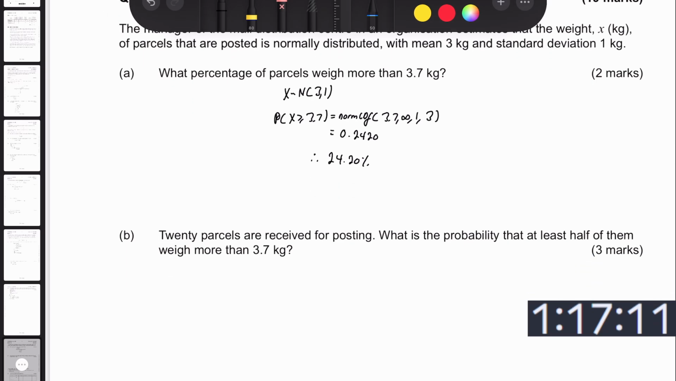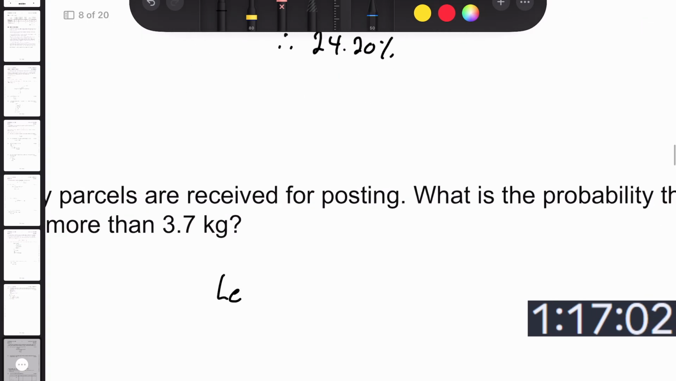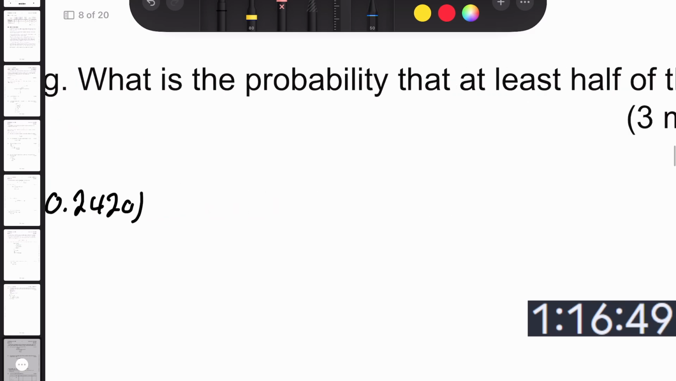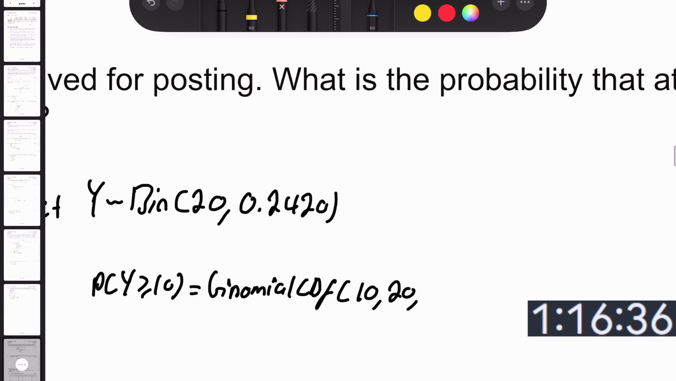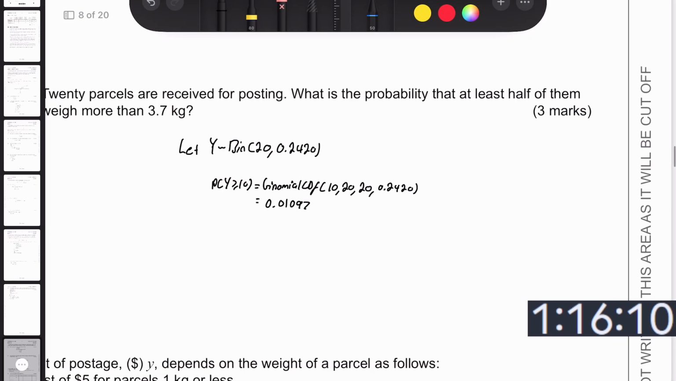20 parcels are received for posting. What is the probability that at least half of them weigh more than 3.7 kilograms? So we'll say let Y equal a binomial distribution of 20, and if they weigh more than 3.7 kilograms, the probability is 0.2420. At least half of them, so the probability that Y is greater than or equal to 10 is going to be equal to binomial CDF, from 10 to 20, of 20 trials with 0.2420. So Action, Distribution, Discrete, binomial CDF, 0.2420, 0.1097.